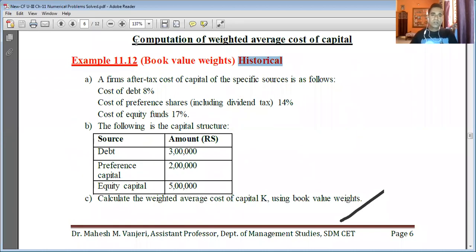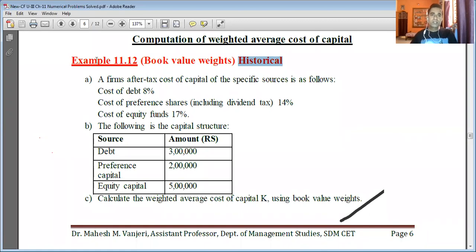So, today we are learning how to compute weighted average cost of capital. The first step is to assign weights to each source of finance in the total capital. With respect to assigning weights, we have learned two types of weights: marginal weights and historical weights. In historical weights, again, there are two types: book value weights, those found in the books of accounts, and market value weights, which are the actual market prices of equity shares in the stock market.